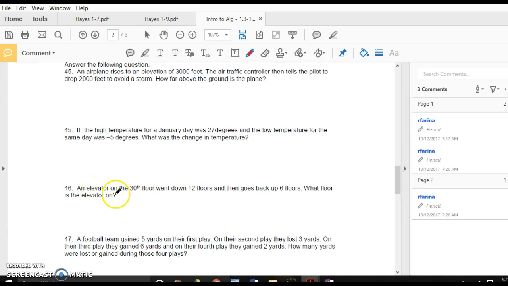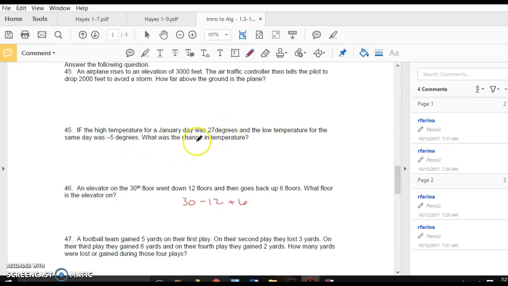All right. And then finally, number 46. An elevator on the 30th floor went down 12 floors, so -12, then back up 6 floors. Okay, for some reason, oh, no, you had this one right. Sorry about that. It's number 45.